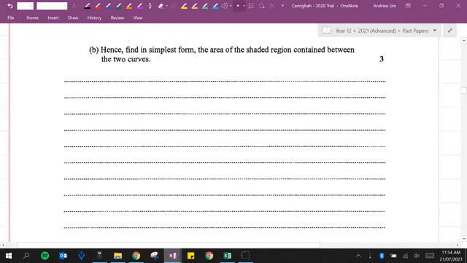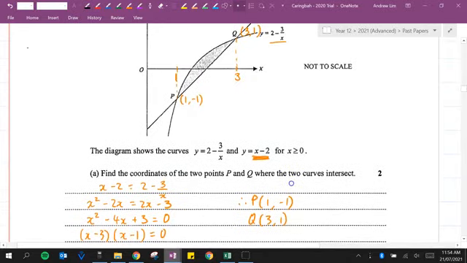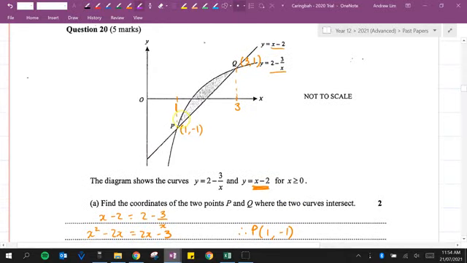Question B. Hence, find in simplest form the area of the shaded region contained between the two curves. If we scroll back to the graph, the area between the two curves is here. In order to work out the area, it's always the top curve minus the bottom. The top curve is 2 minus 3 on x, and the bottom curve is x minus 2. So we're going to be integrating from 1 to 3 of 2 minus 3 on x minus 2.